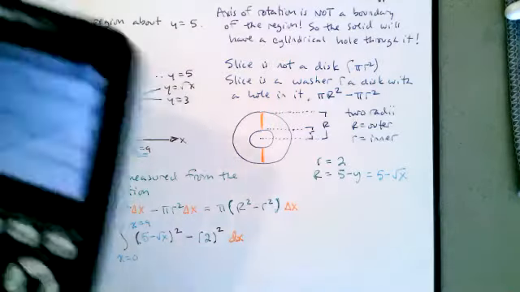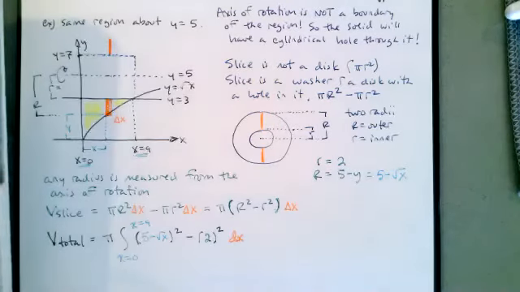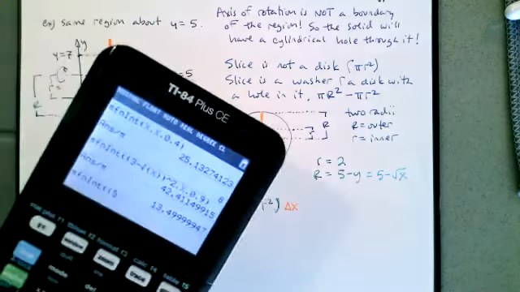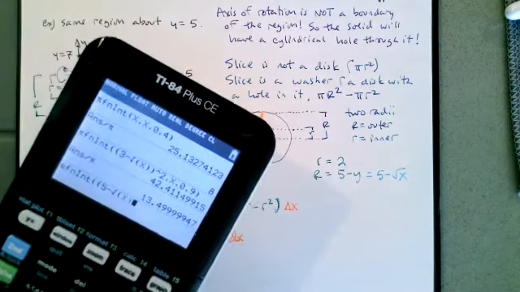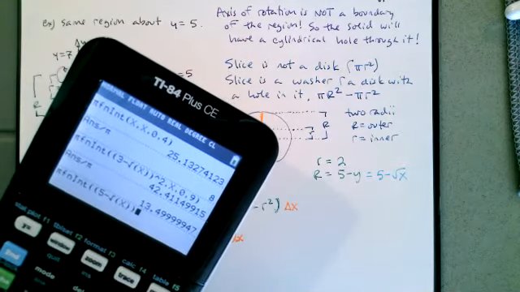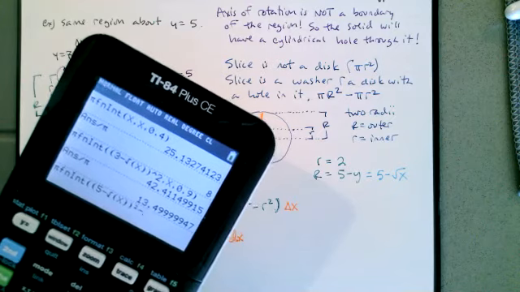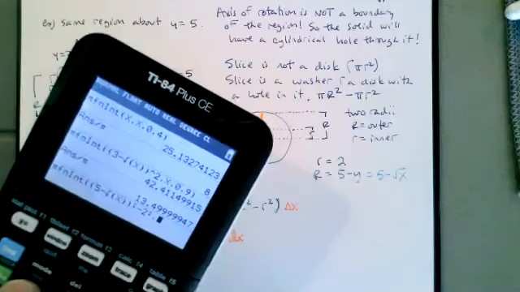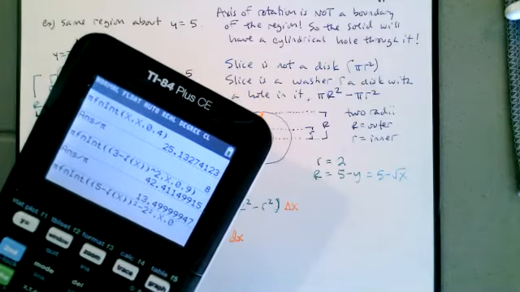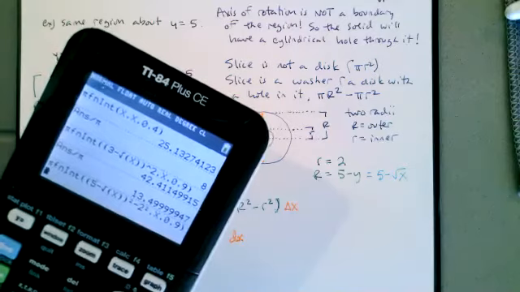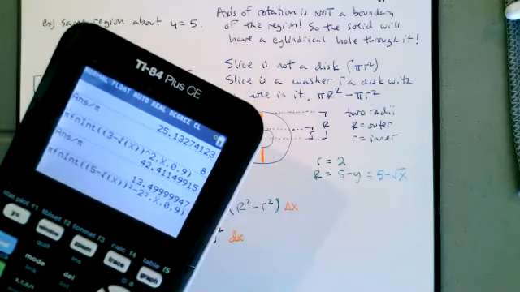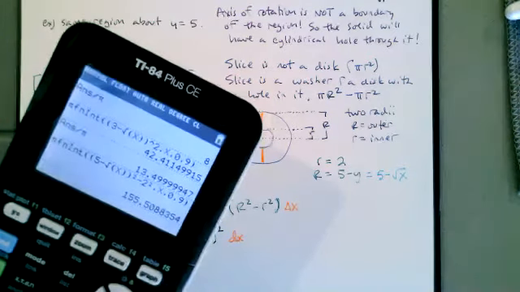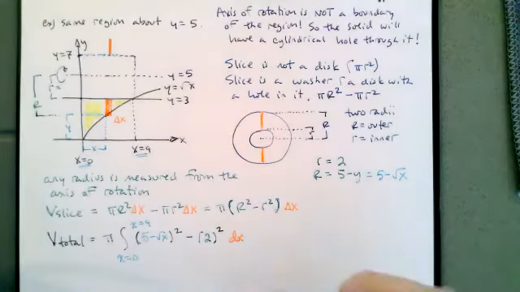So I'm going to do pi times the integral from 0 to 9. Ooh, I need a lot of parentheses. So I need parentheses, 5 minus the square root of x, squared, minus 2 squared. Could have just written 4, I guess. With respect to x from 0 to 9. Close parentheses. 155.51 to 5 significant figures.